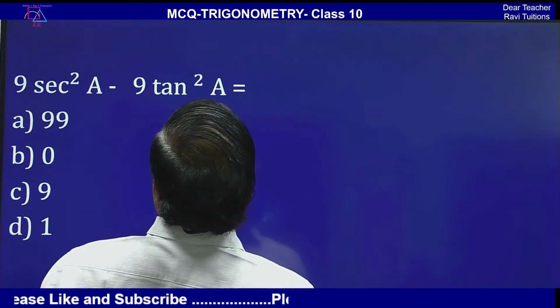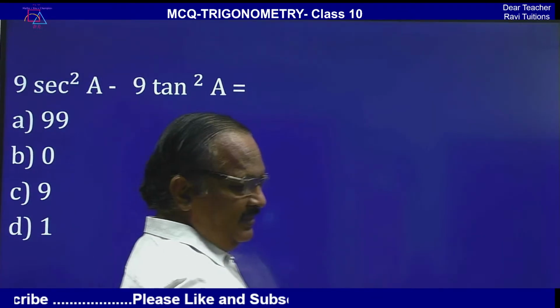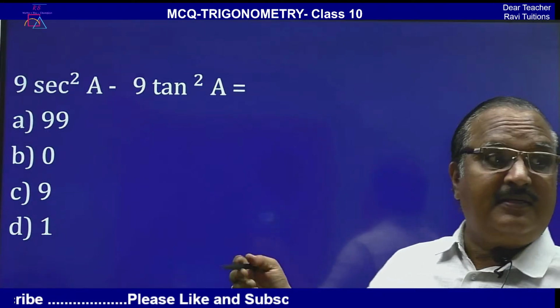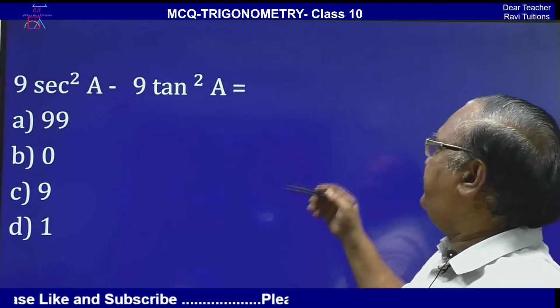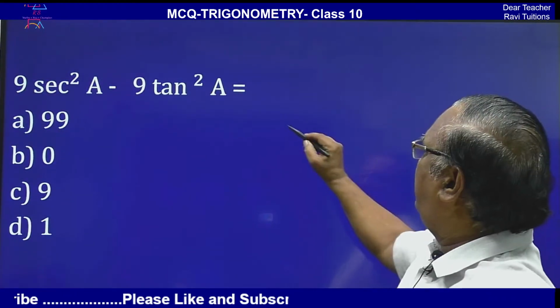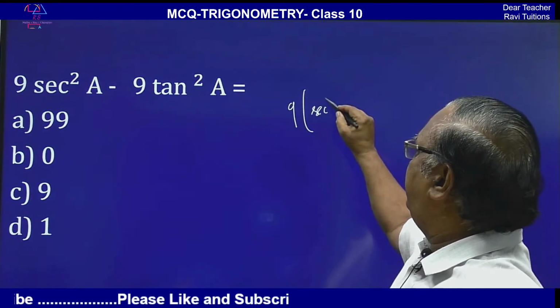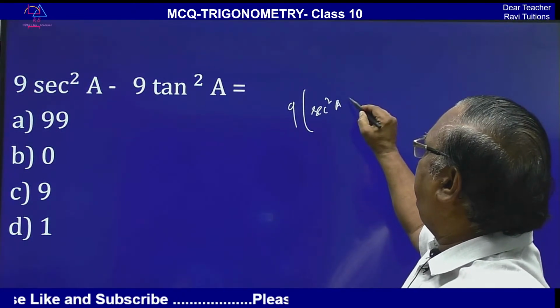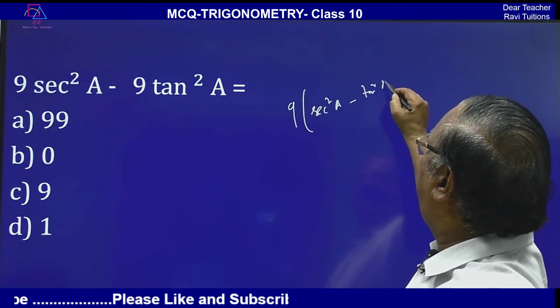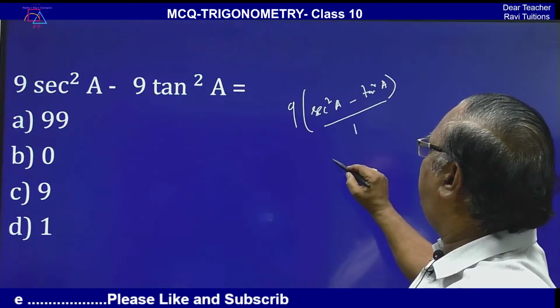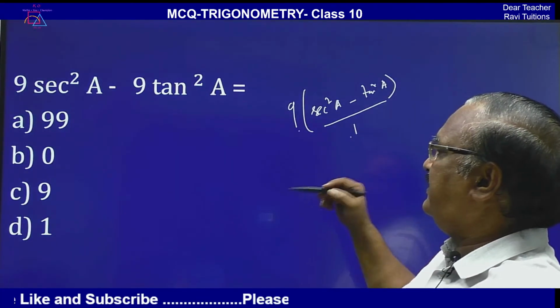Next question is 9 secant square A minus 9 tan square A. This depends on the identities. You take out 9 common. Secant square A minus tan square A is 1. So 9 into 1 is 9.